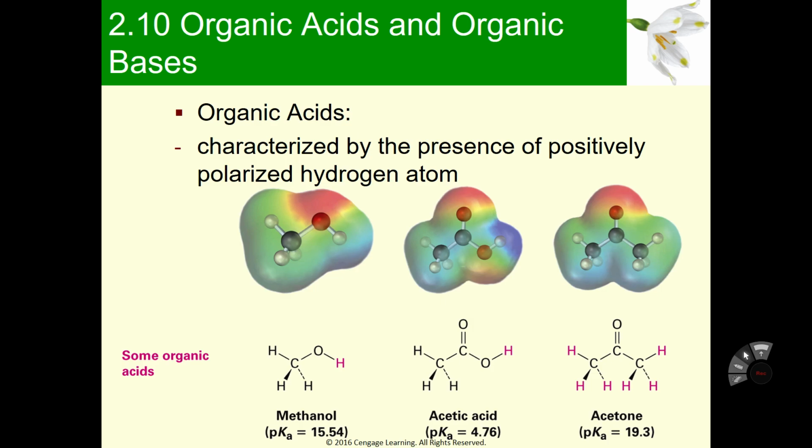The typical organic acids are very weak acids. That means the equilibrium constant Ka is much smaller than 1. Because Ka is smaller than 1, pKa will have a positive value. For example, acetic acid has a pKa of 4.76. That means the equilibrium constant is 10 to the minus 4.76, right? So a very small portion of acetic acid will be ionized. Methanol and acetone have much higher pKa. That means the acidity is much lower.